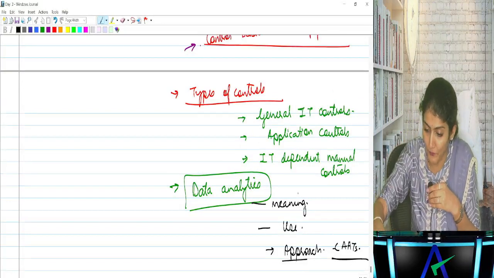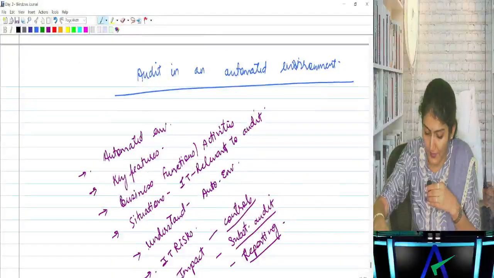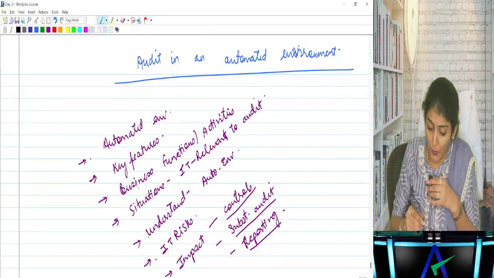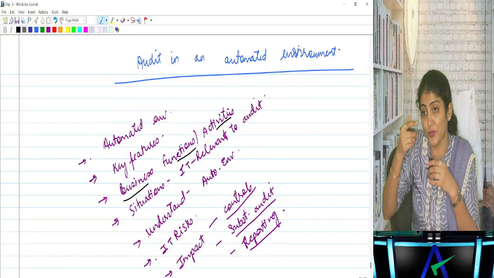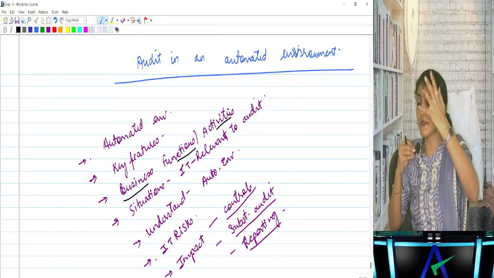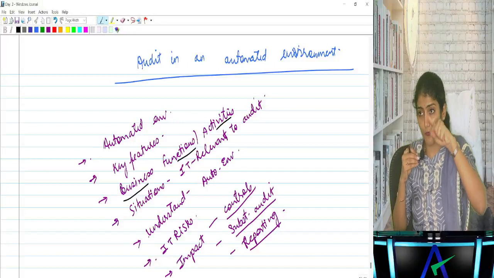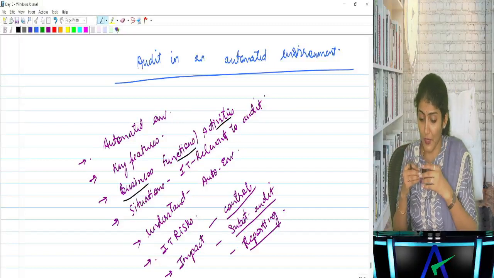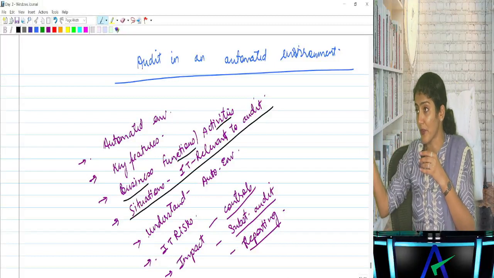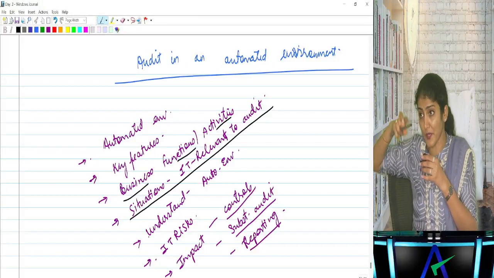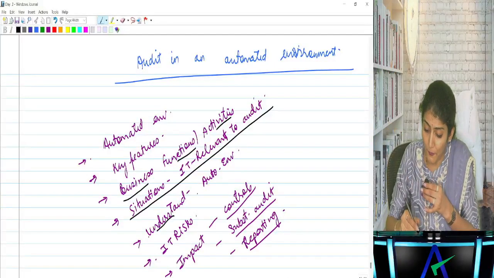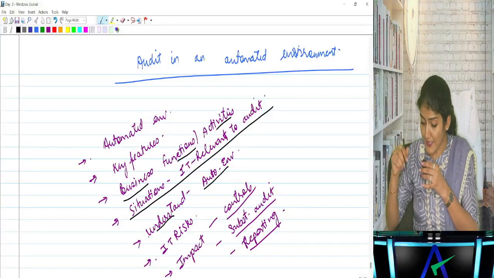So one, what is an automated environment? Then what are the features of an automated environment? Earlier a business used to do it manually and now it is done with the help of computers. So what business functions and activities are being performed by the automated environment? Then, can an auditor now do the audit ignoring the use of computers? No. So, situations in which IT will be relevant to the audit. Then the auditor has to understand and document.